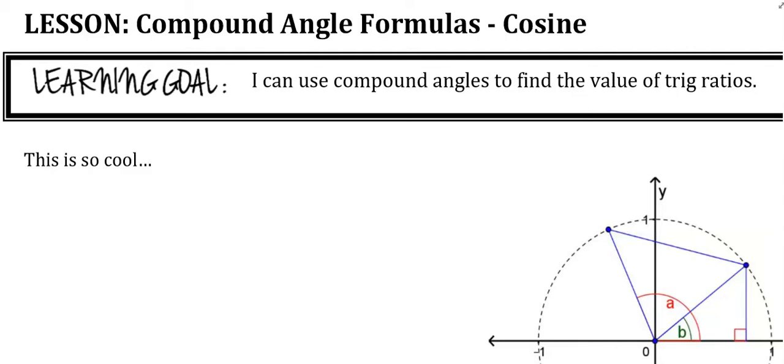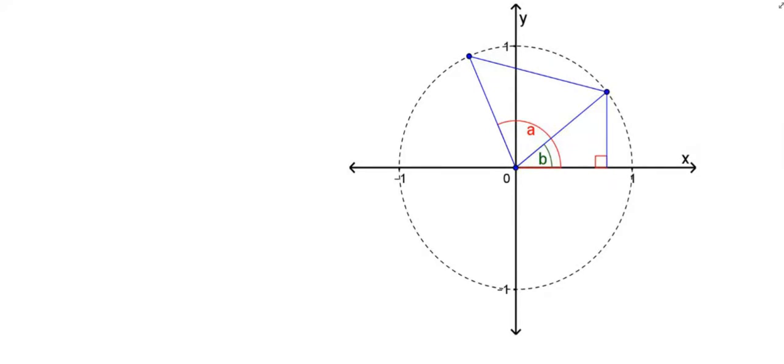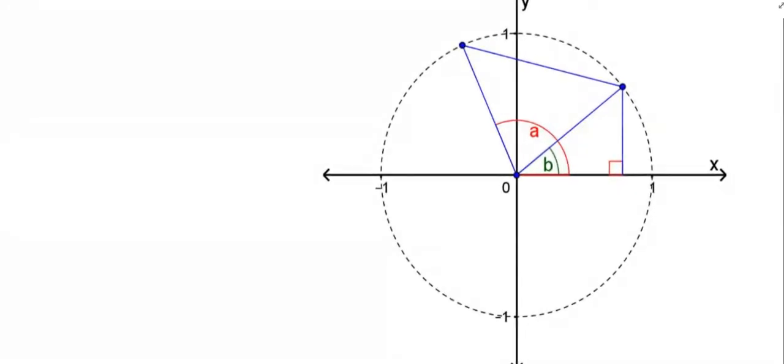Start with the diagram that I handed out to everybody. So we need to label our diagram properly. Notice that this is the unit circle. The circle is going through -1, -1, 1, and 1. And so that means it's a radius of 1. That's important for a couple of reasons.